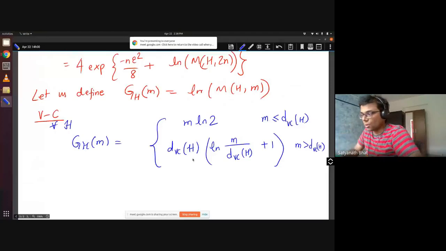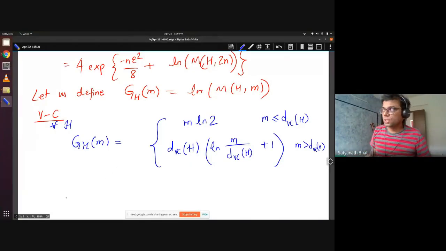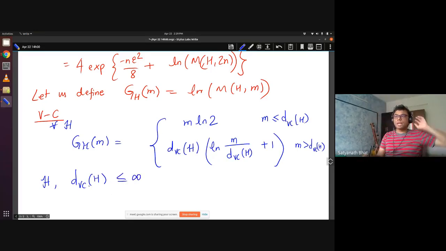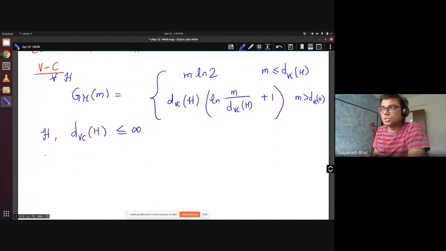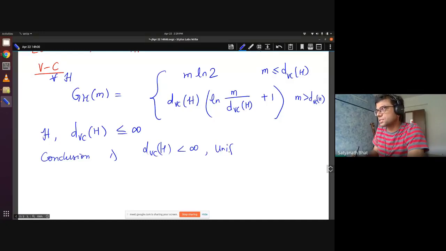So now essentially what VC has shown is that for every H, there exists a VC dimension like this. The unfortunate thing is the VC dimension is less than or equal to infinity. So sometimes what can happen is the VC dimension is infinity. Okay, so we know one thing. So what are the conclusions we can draw? One is, if dVC of H for a particular hypothesis is less than infinity, then what we can say is uniform convergence holds.